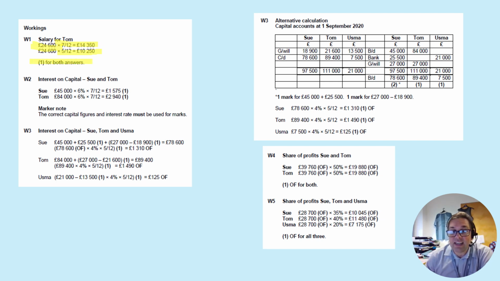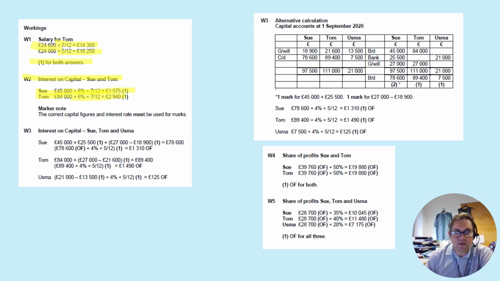You will get a mark if it's included in the appropriation account with the correct numbers and deducted from profit, because that is one part of how the profit generated for the year is shared with the partners. Interest on capital. So we've got the first part of the year. Sue had £45,000 worth of capital, 6% interest on capital, and is 7/12, so 1,575, and the same for Tom.